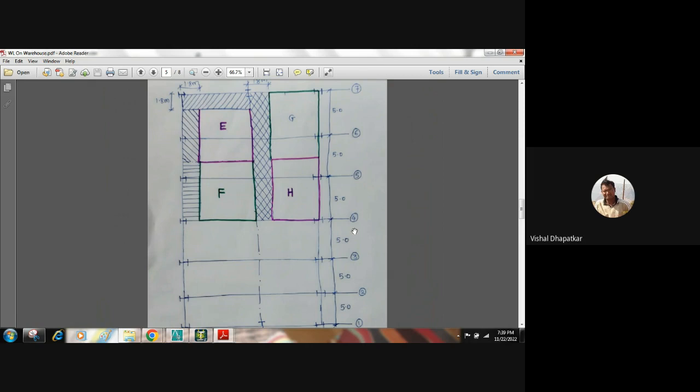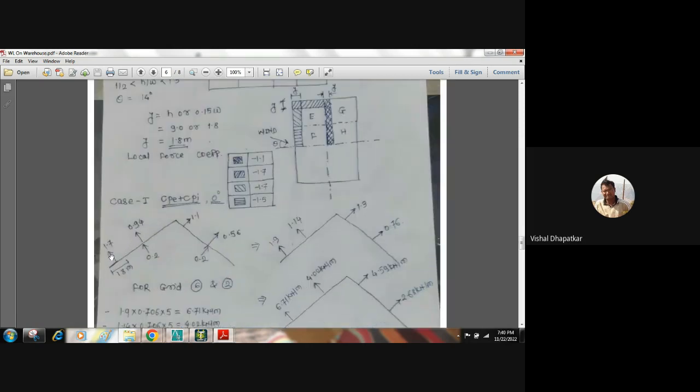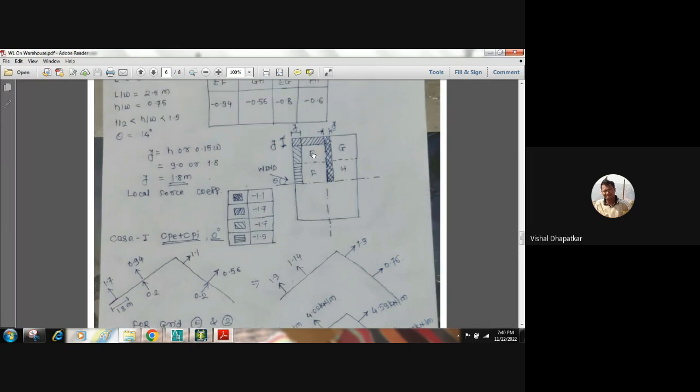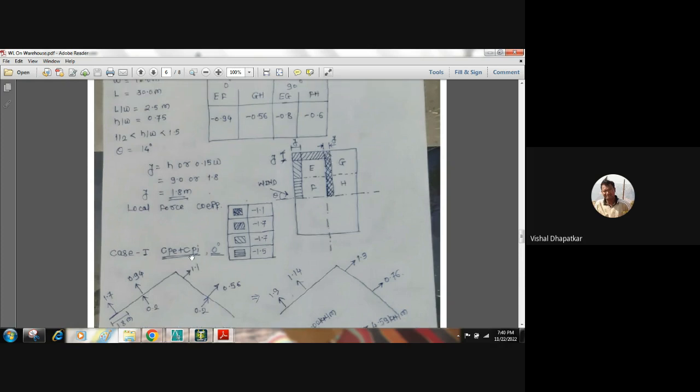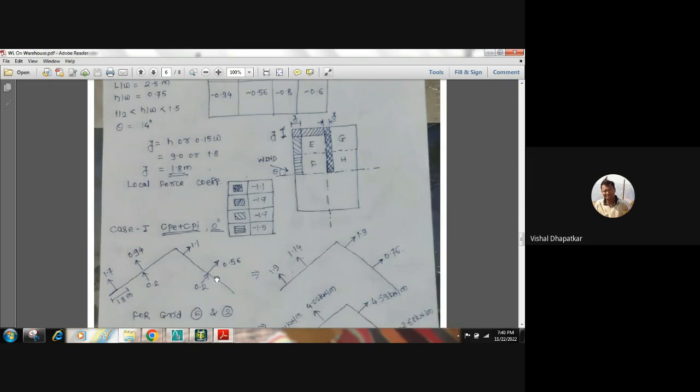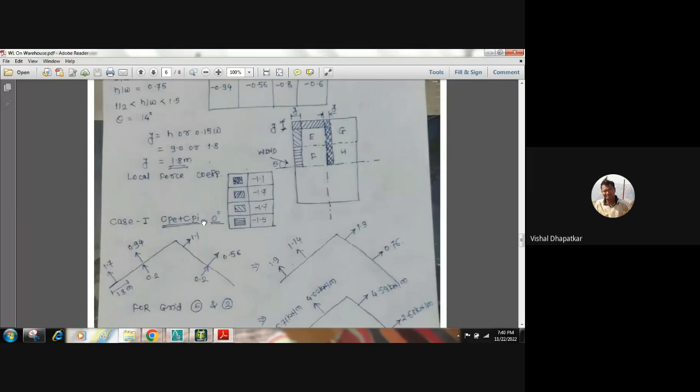So for grid 2 and 6, we have force coefficient of 1.7 local force coefficient, and for EF portion, for portion E, it is 0.94. Then again at the ridge level, at this portion, the local force coefficient is 1.1, and beyond that for GH, it is 0.56. So for remaining portion, it is 0.56. Internal pressure coefficient is 0.2. This is same as what we have calculated based on the percentage of opening present in the structure. That is based on the permeability.